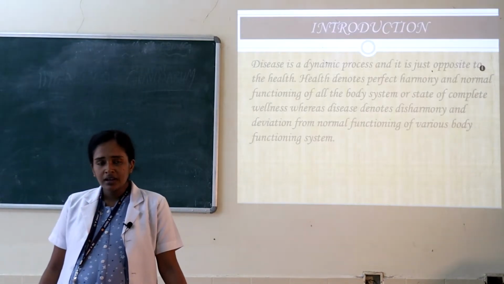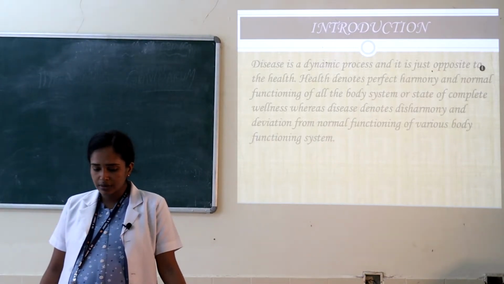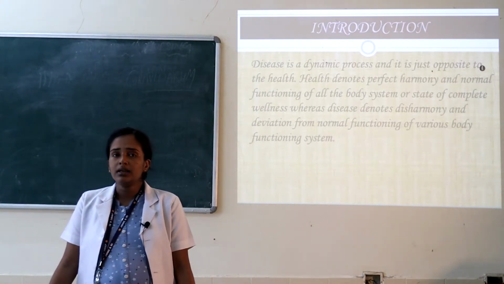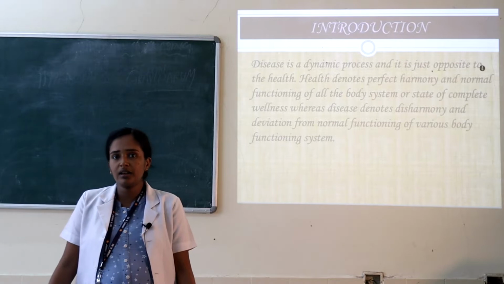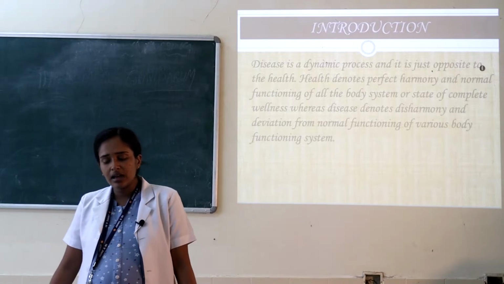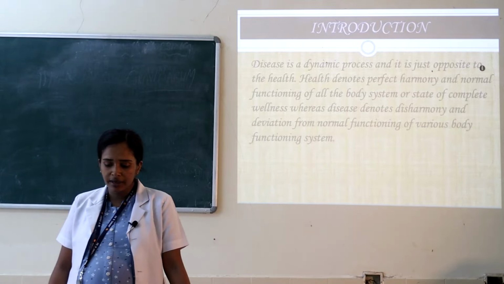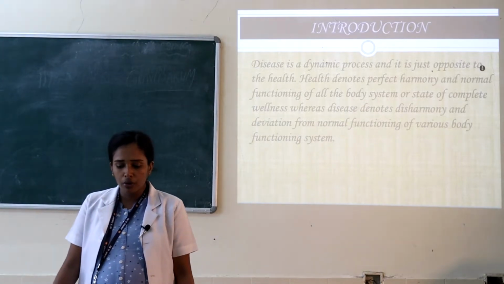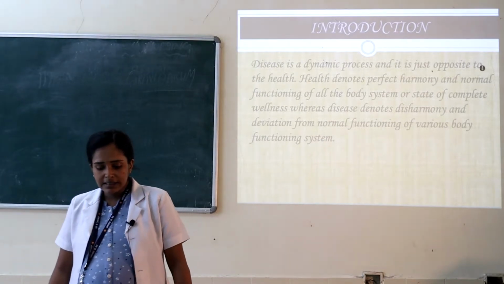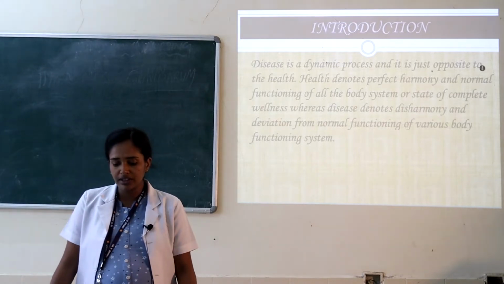So, as an introduction, first let us discuss what disease is. Disease is a dynamic process and it is just the opposite of health. That means disease is always changing. Health denotes perfect harmony and normal functioning of all the body systems, a state of complete wellness, whereas disease denotes disharmony and deviation from the normal functioning of various body systems.